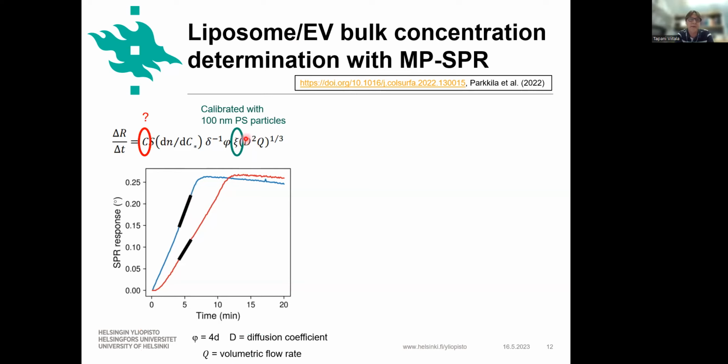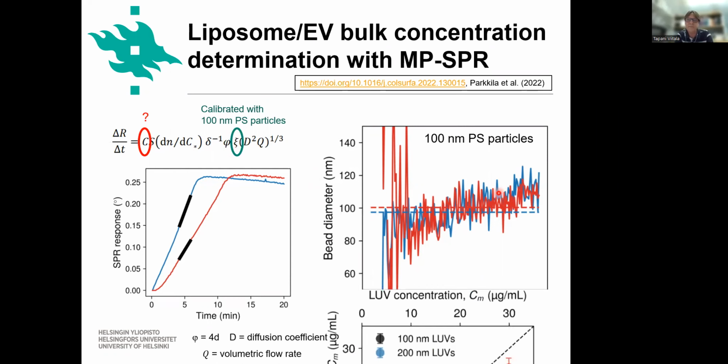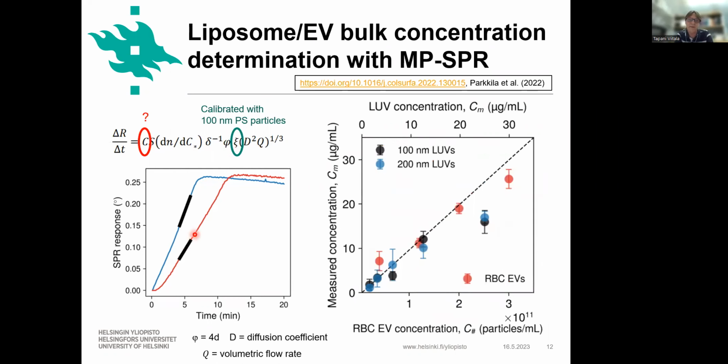And we can calibrate the form factor of our flow channel with particles of known size. And here we have used polystyrene particles. And the only unknown we have is actually the concentration of particles. So this just shows that we get 100 nanometer polystyrene particles, and we get the size that they should show with the SPR signal. And then we can extract this form factor from this information. We can then measure the concentration according to this equation here.